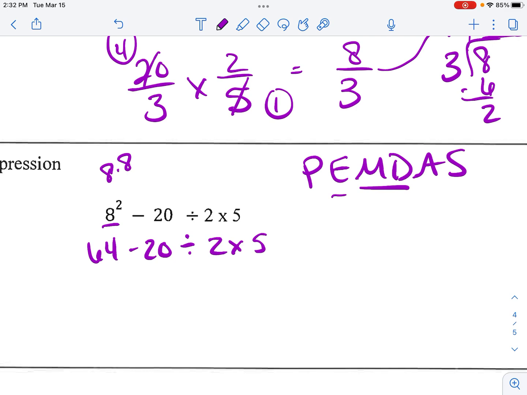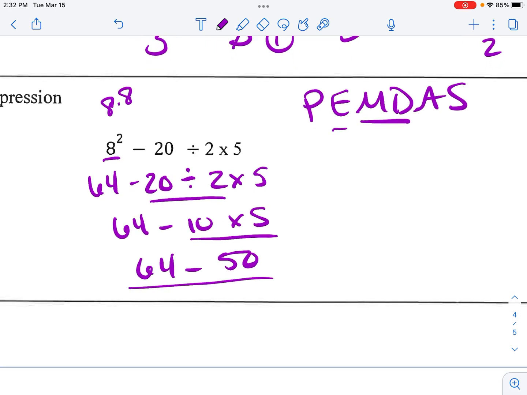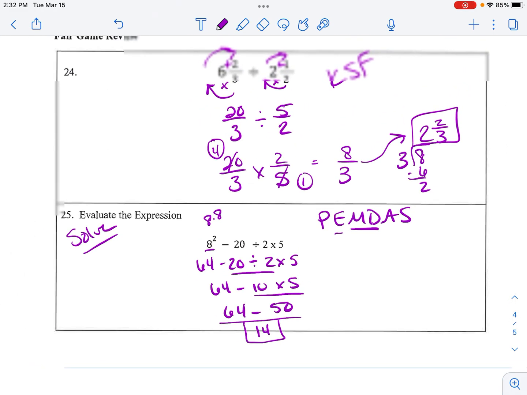Multiply and divide come next, left to right. 20 divided by 2 is 10. Multiplication and division, left to right. So I still need to multiply. 10 times 5 is 50. Addition, subtraction come last, left to right. 64 minus 50 would be 14. Okay.